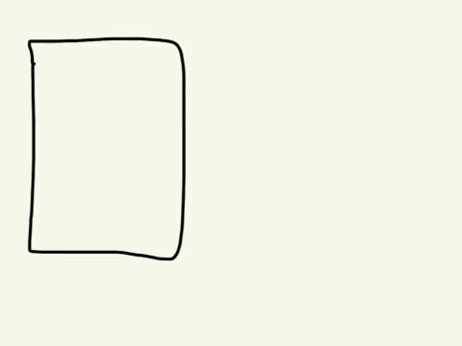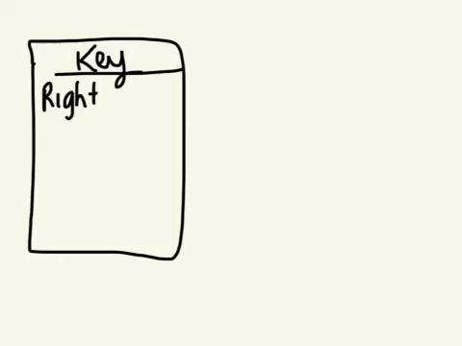And we need to fill in our key. So our key has the different keywords that you would see for where the figure is going. So it can either go right, left, up, or down.